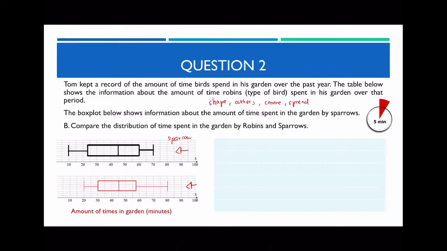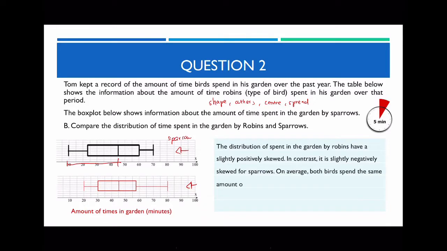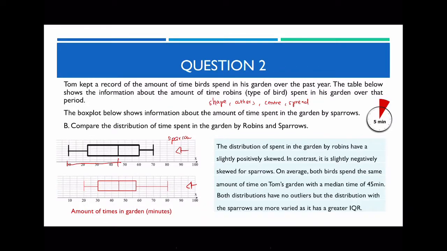So let's firstly talk about the shape. In this case, now remember there are different definitions of the shape, so it's up to your judgment to say what it is. But in this case, I would say that this one is going to be negatively skewed. So the shape of the sparrows has a negative skew, so that's what I've said over here. In contrast, the shape for the robins in this case has a slight positive skew.